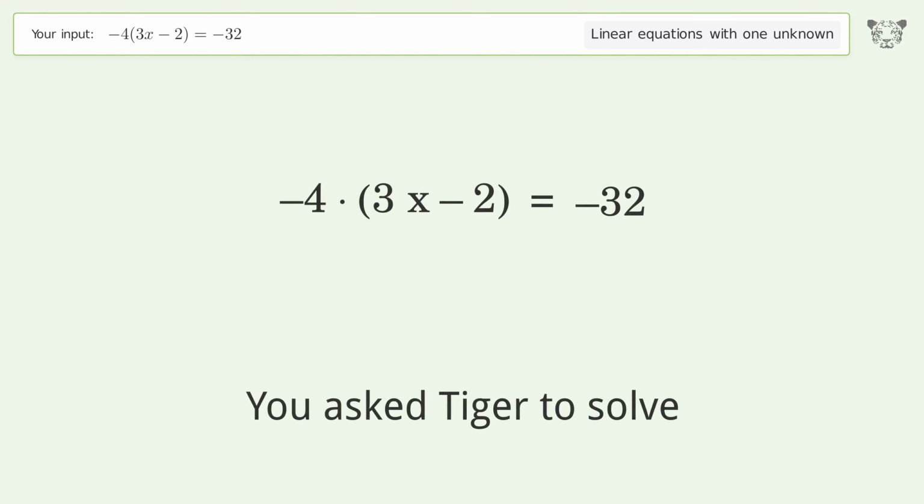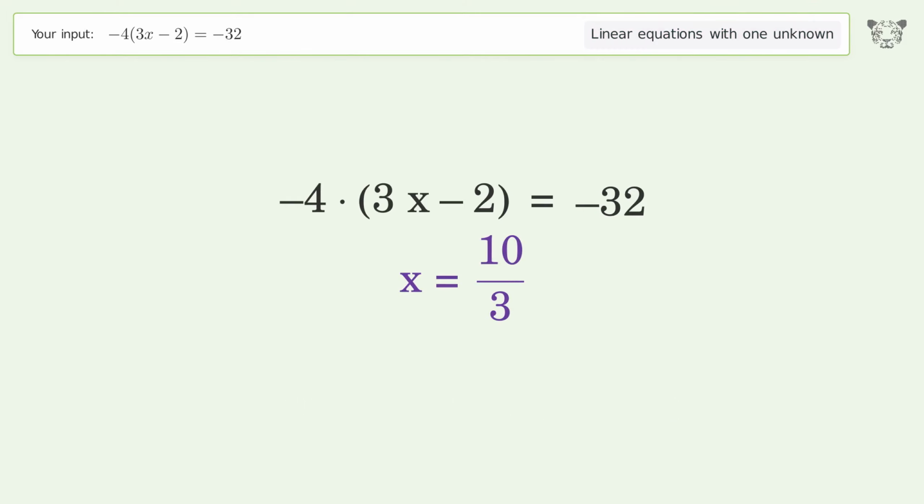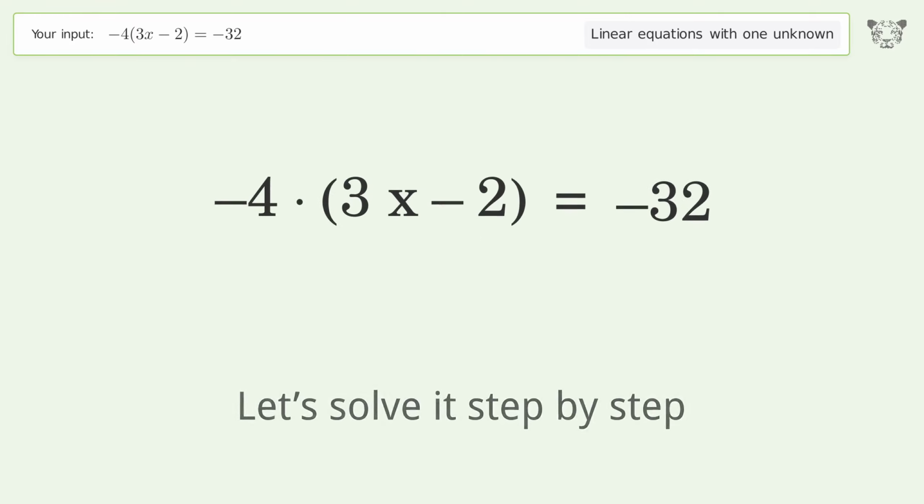You ask Tiger to solve. This deals with linear equations with one unknown. The final result is x equals 10/3. Let's solve it step by step.